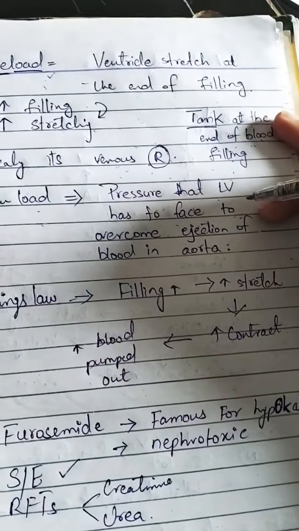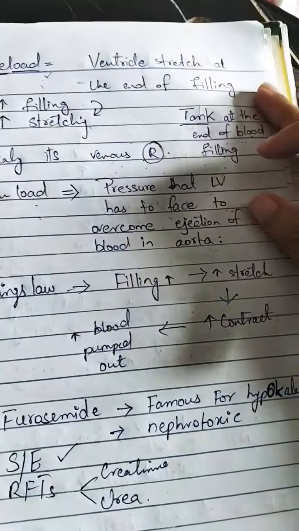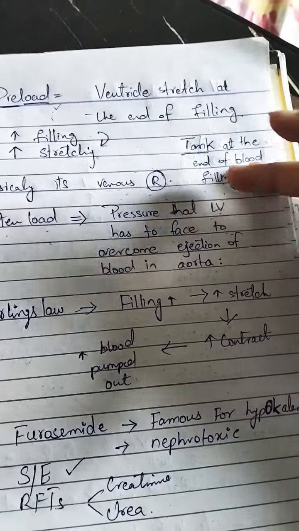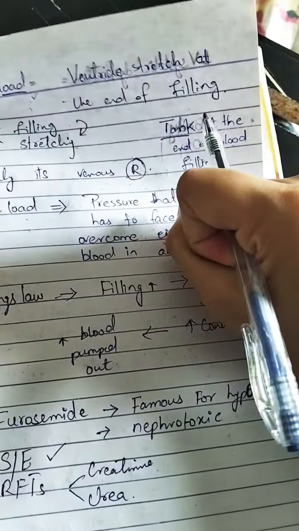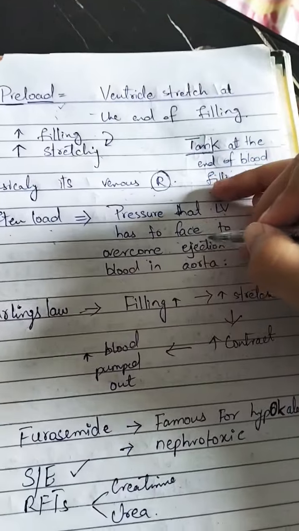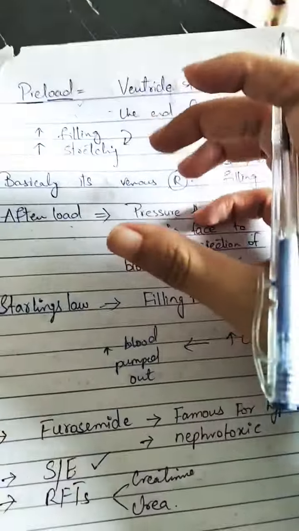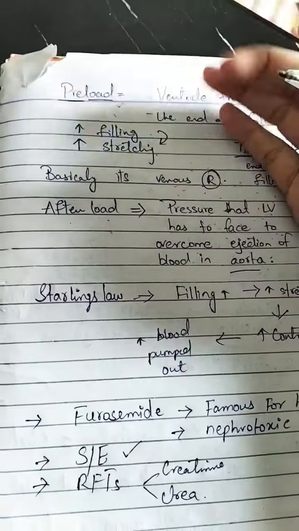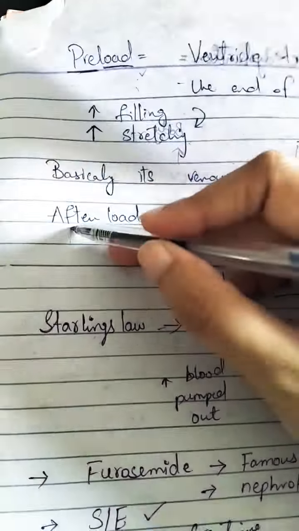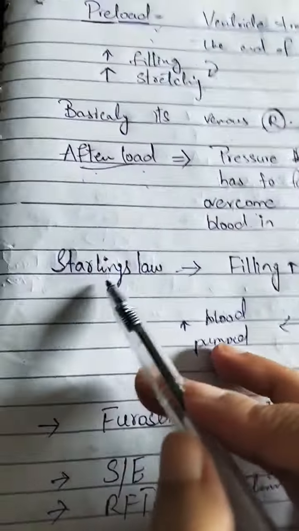So when there is contraction of the left ventricle, it will require force to contract itself. The pressure that the left ventricle has to face to overcome the ejection of blood into the aorta, so it will transfer the blood to the aorta, and it will require force to contract and push blood out to the circulation. So the amount of force that it has to face is actually afterload. So this is the mechanism, that is Starling's law.